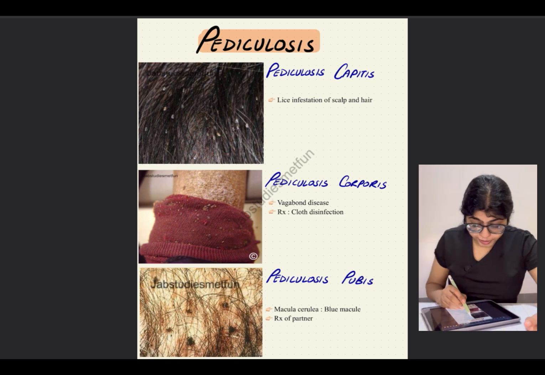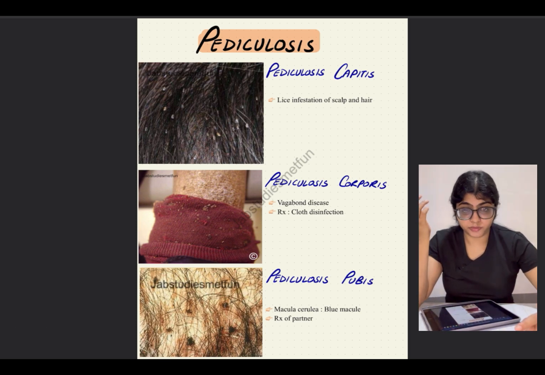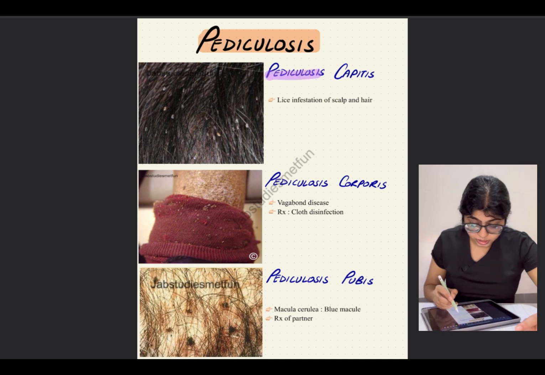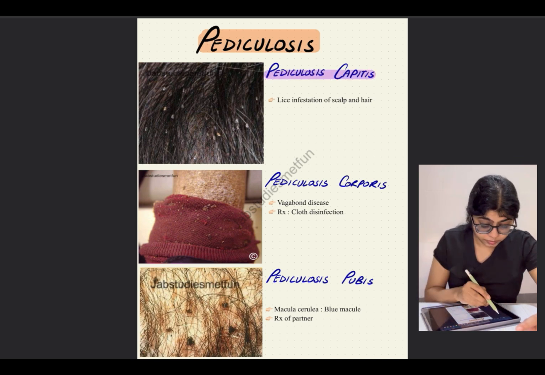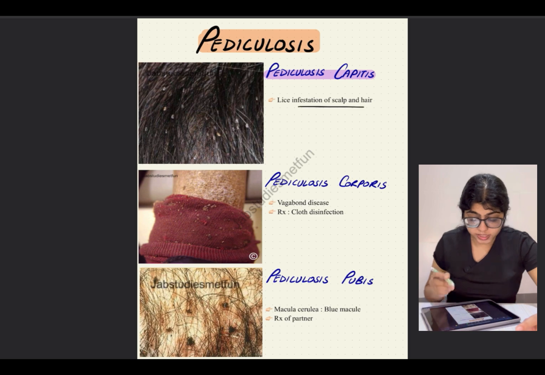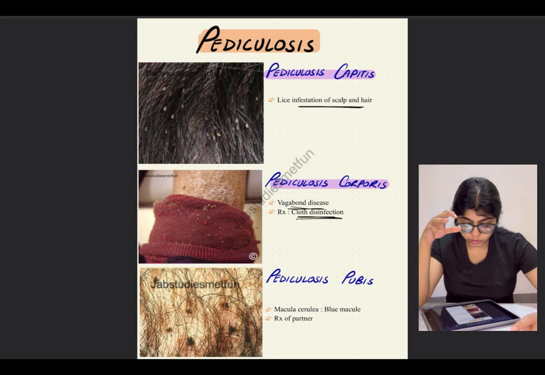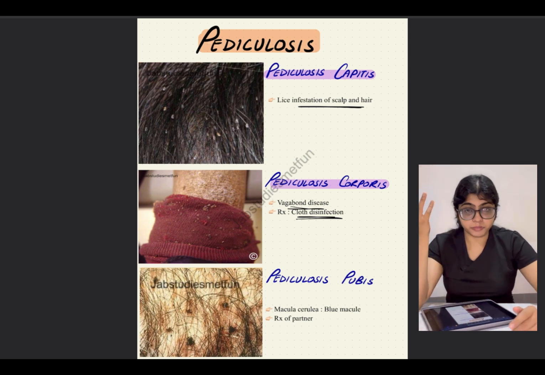The next topic is pediculosis. Pediculosis is basically lice infestation. Pediculosis capitis refers to the lice infestation of the scalp and hair, also known as white piedra. Next one is pediculosis corporis. It is also known as vagabond disease, and the treatment is cloth disinfection. Now, in pediculosis corporis, you have to treat the family members as well and the common objects in the house, so that the body-to-body transfer of the lice will not happen.